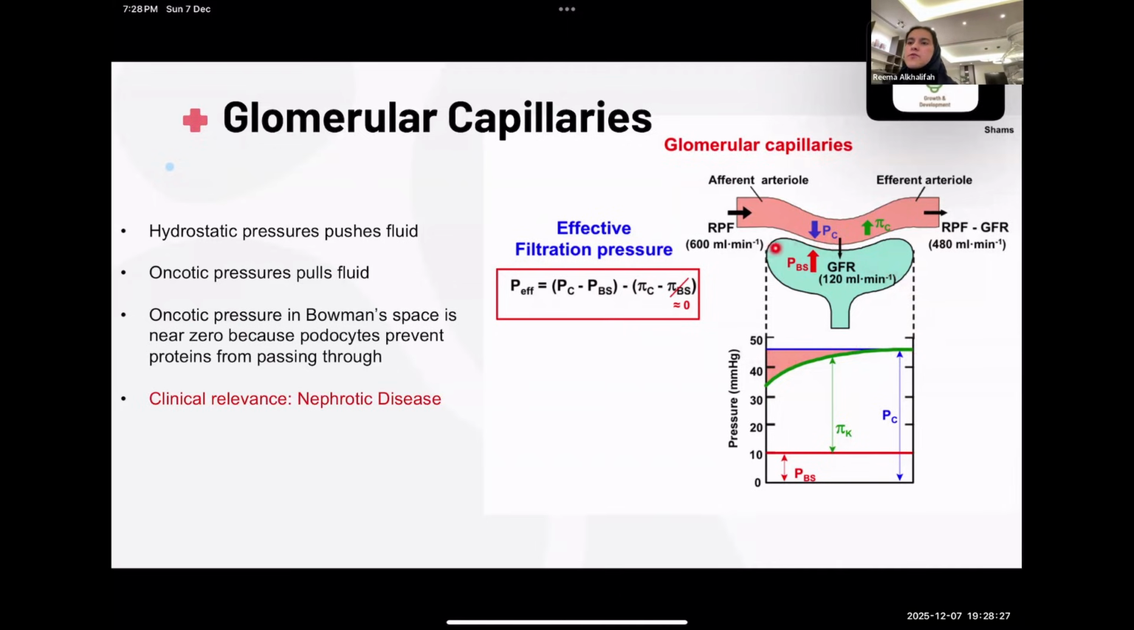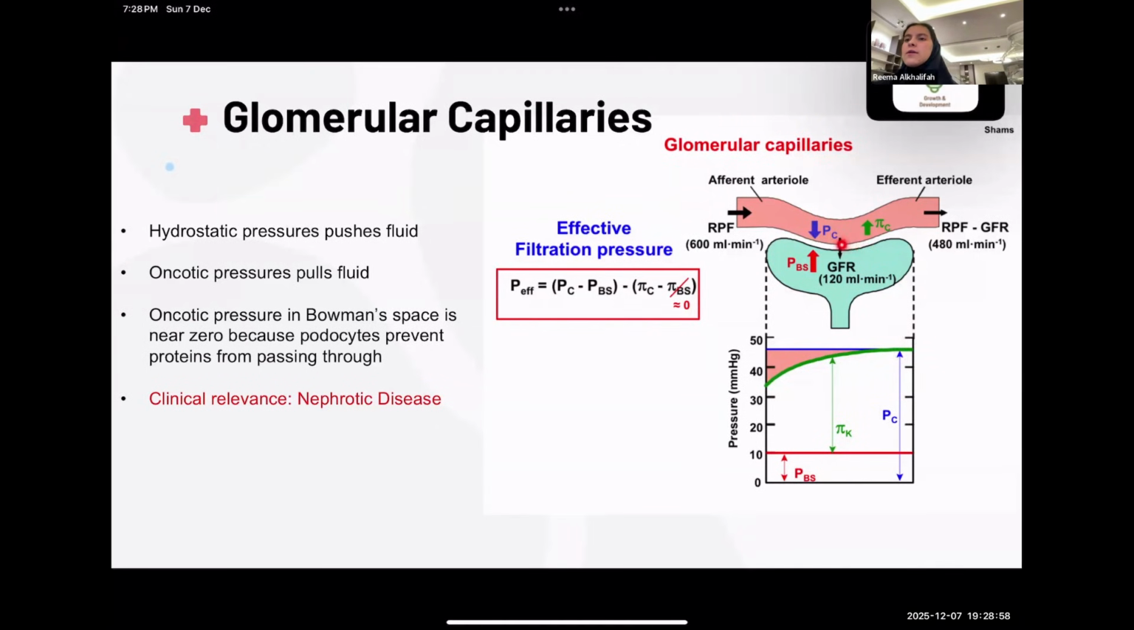Now, same thing goes for the hydrostatic Bowman space pressure. It's going to stay the same because when fluid is filtered, it's going to go throughout the tubular system. It's going to continue. It's not going to stay in the Bowman space. And finally, the oncotic pressure of the capillary is going to increase as it goes along the capillary, unlike the systemic capillary where it stays the same.